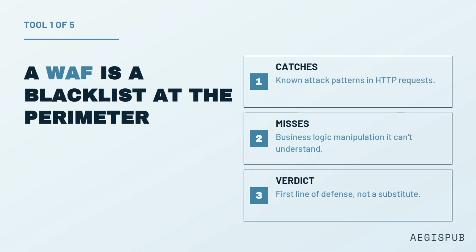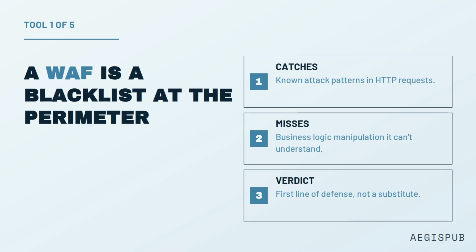A web application firewall sits upstream of the application and inspects incoming HTTP requests for known attack patterns. It can reject requests containing SQL injection strings, cross-site scripting payloads, and command injection sequences. It is genuinely valuable as a compensating control and as a first line of defense. But it is not a replacement for server-side validation, and understanding why reveals something important.